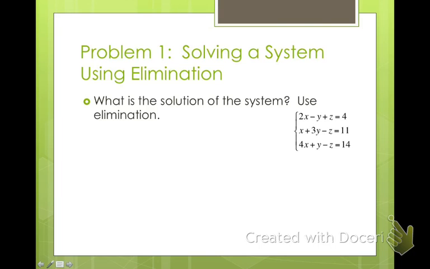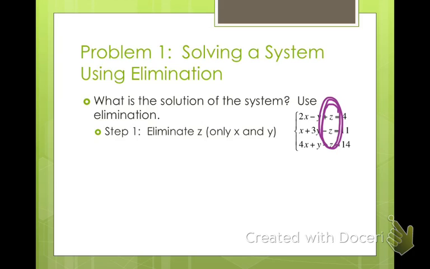So here's our problem. Here are our 3 equations. We have 3 variables, x, y, and z. What we're going to do is eliminate one variable only. If you look at the z's, we have a positive and 2 negative ones, so this is going to be really easy.